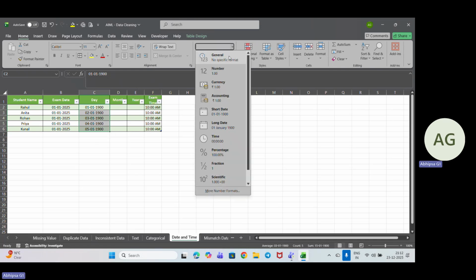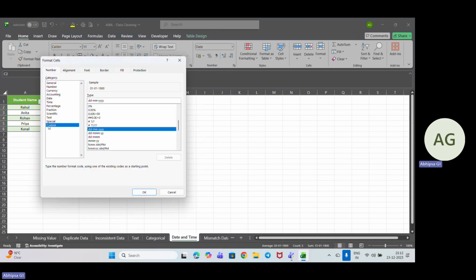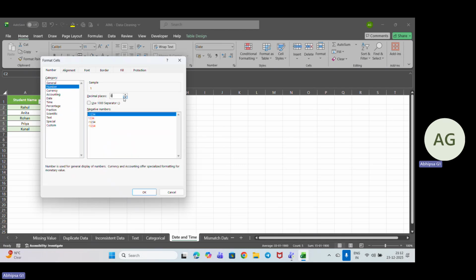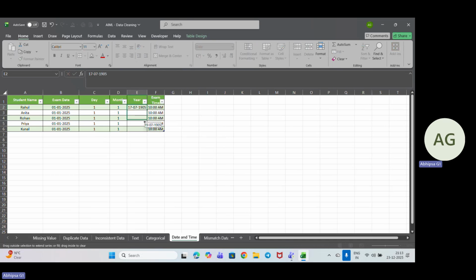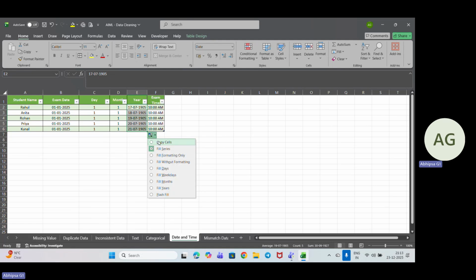Let's take it from here, more numbers, custom. I want numbers like this. So I want it the same, copy cells, right? So now this is the day I have got. Now about the month, this would be exactly the same, Control C, Control V, because the month we have talked about is January. So it has taken it accordingly, and this would be 2025, right? So we'll take it and we will be just copying the cells.